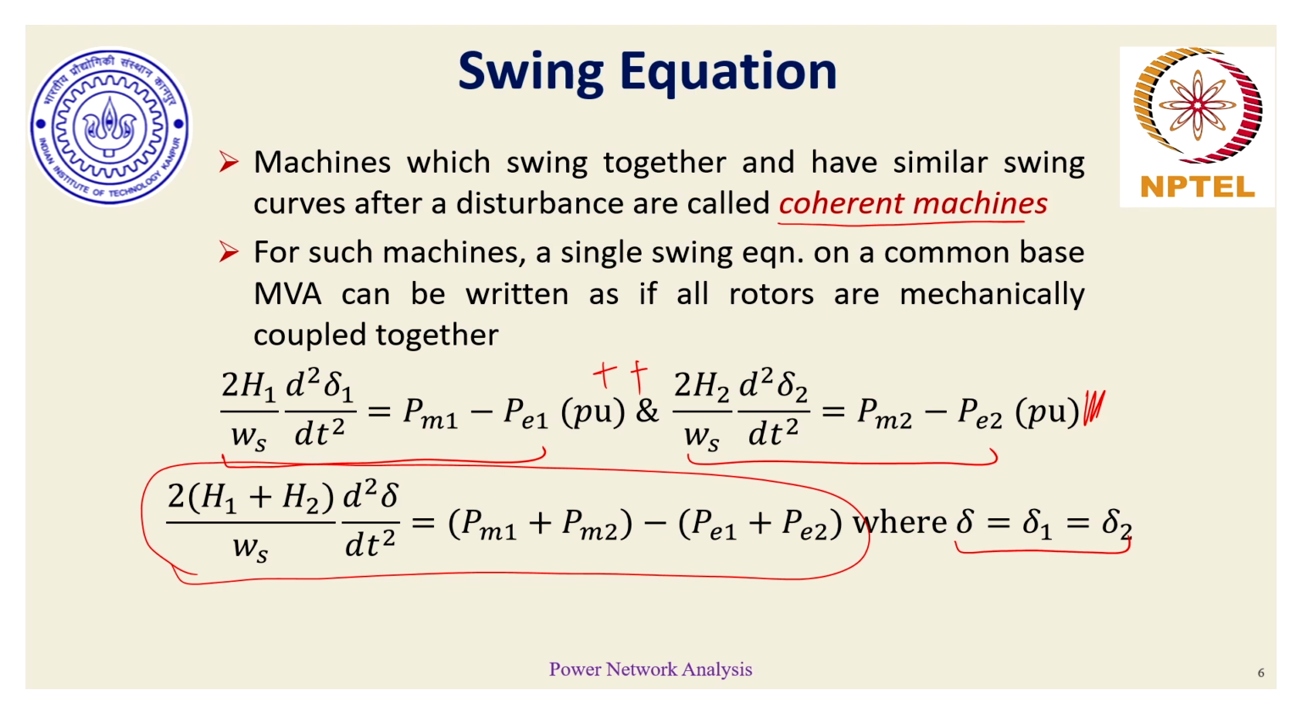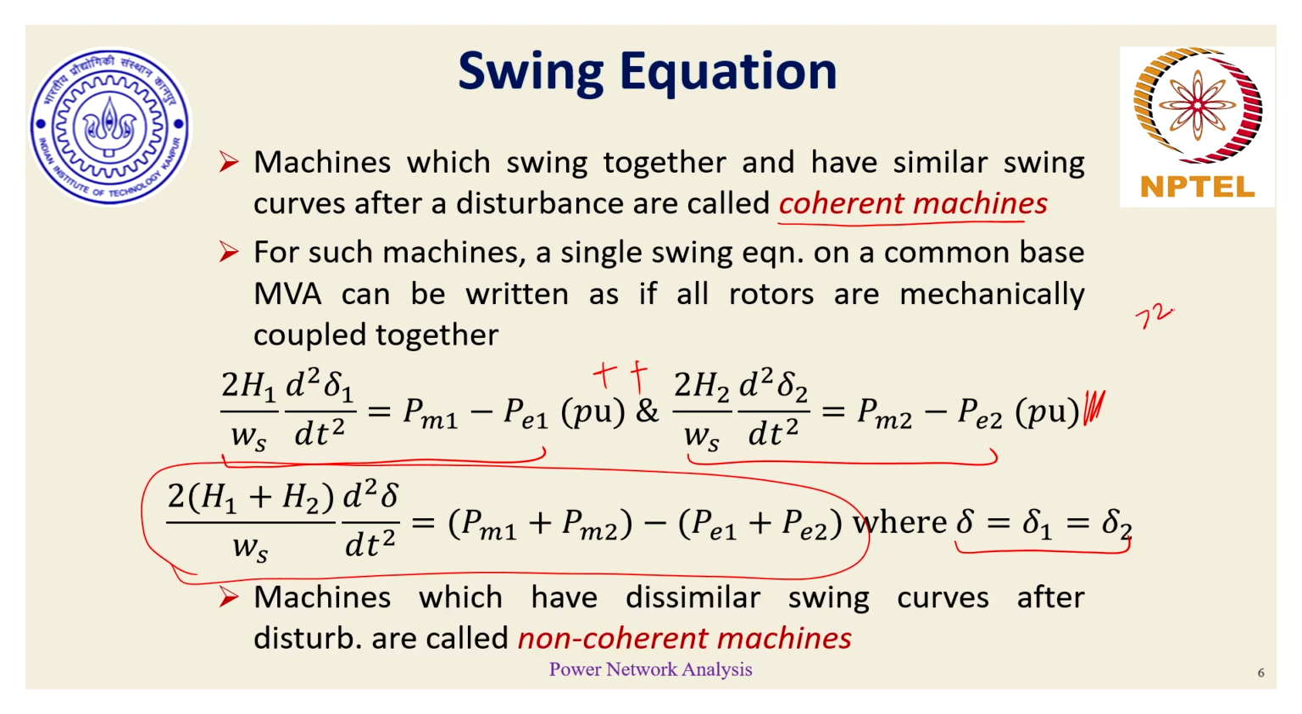If the number of coherent machines is more than 2, then we'll have additional terms coming in, like H3, H4, H5, as many swing equations as we have, for respective Hs, similarly for respective PMs and respective electrical power outputs. So swing equations can be reduced for coherent machines into one single equation, but one has to identify these coherent machines a priori.